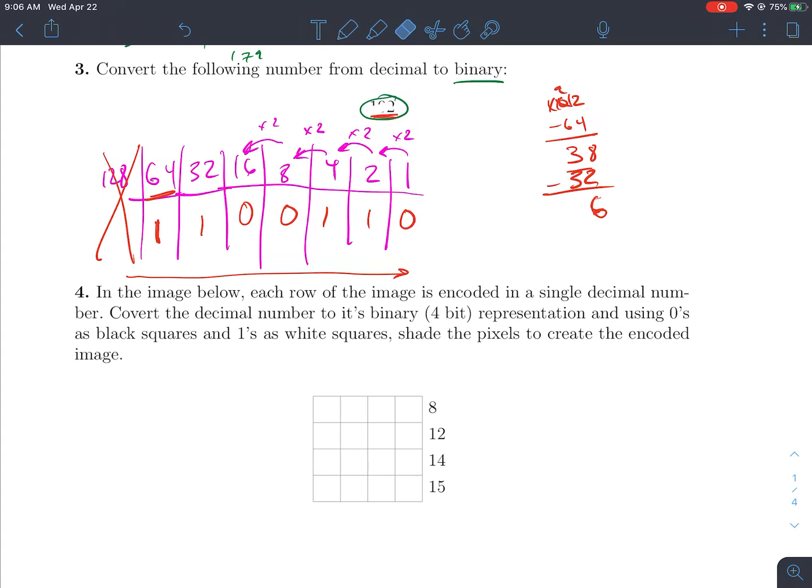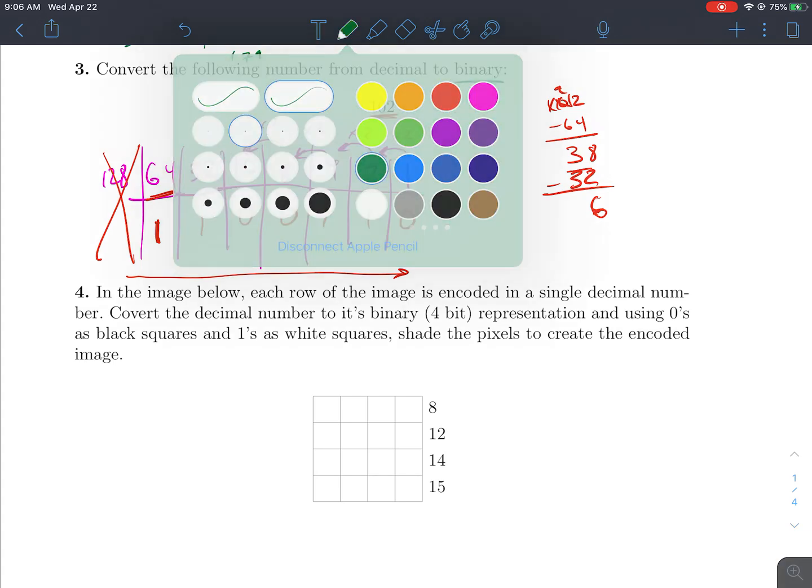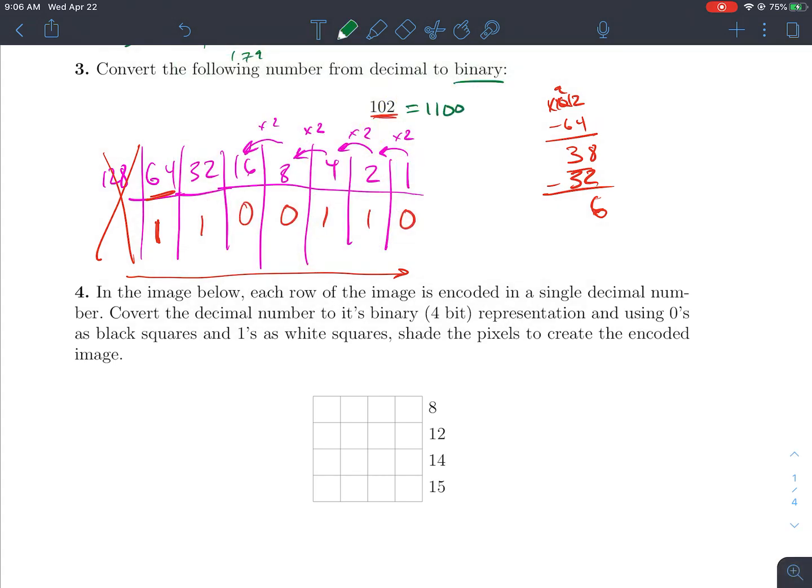All right, so we found that this number, 102, is actually the same number as 1100110 in binary. So when you type 102 into your computer, inside of its memory, it may be seeing that number as something that looks like this.